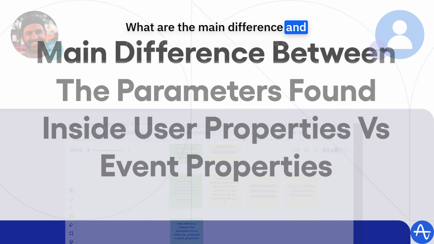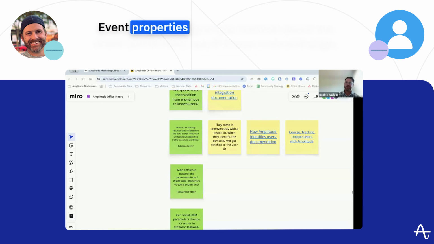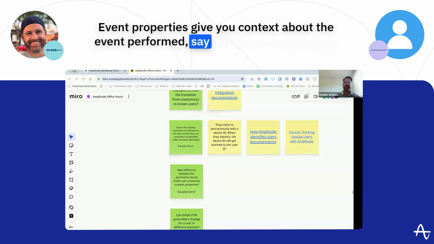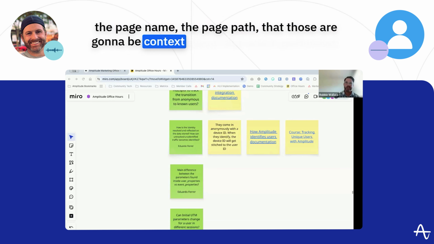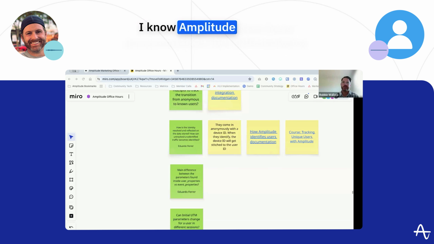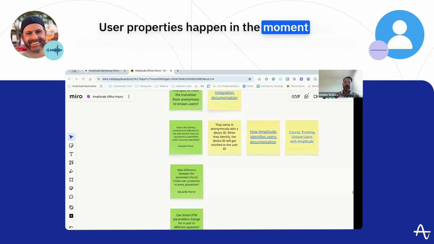What's the main difference, and how can we standardize this data that we are actually extracting? Event properties give you context about the event performed. Say if it was a viewed page, the page name and the page path are going to be context about that event performed. I know Amplitude does have documentation that differentiates between the two. The big difference is event properties happen on each event that occurs. User properties happen the moment that context is given.